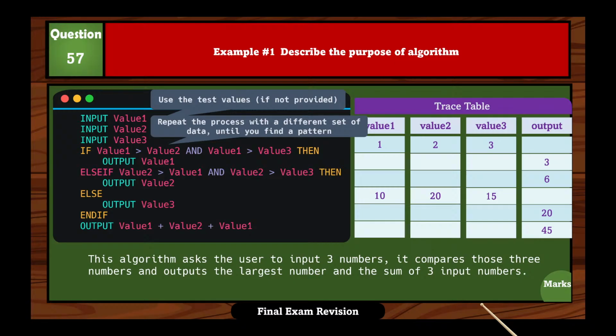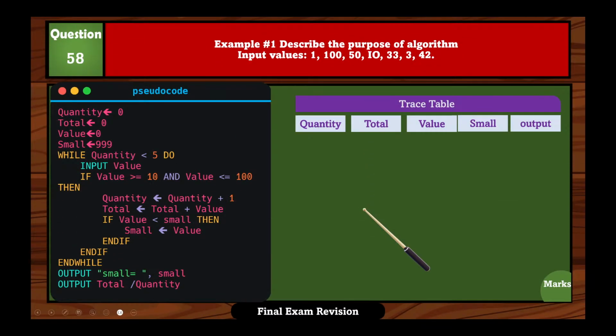So make sure you write the details. For example, it asks for 3 numbers as input, then it compared those 3 numbers and output the largest number, and then also output the sum of those 3 numbers. Okay, question number 58.